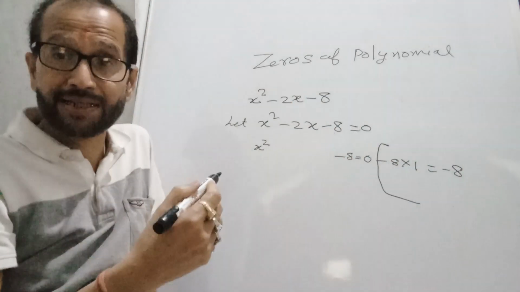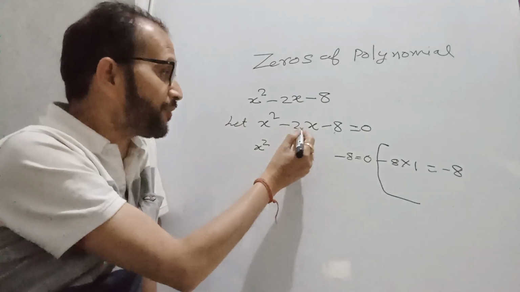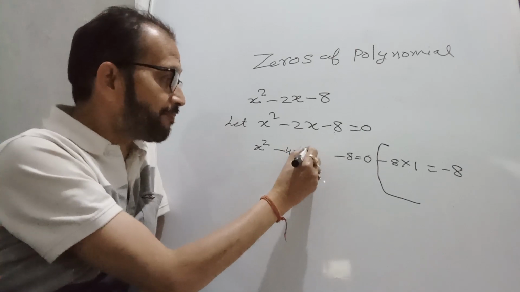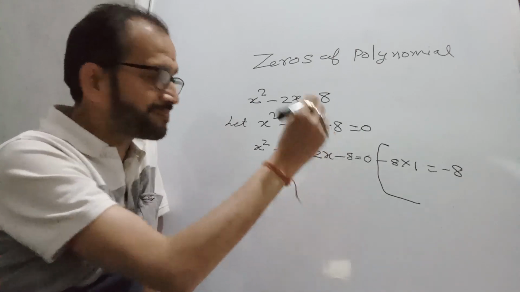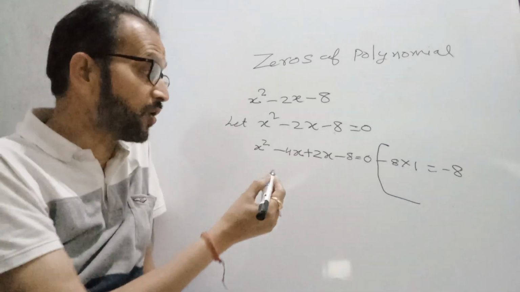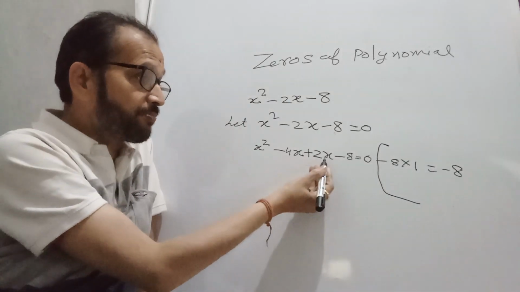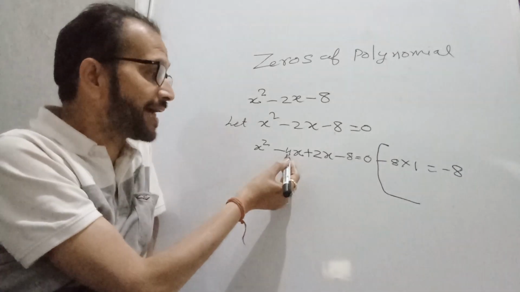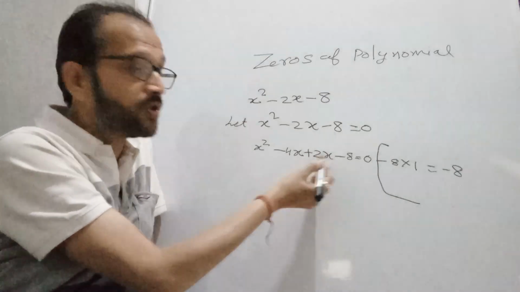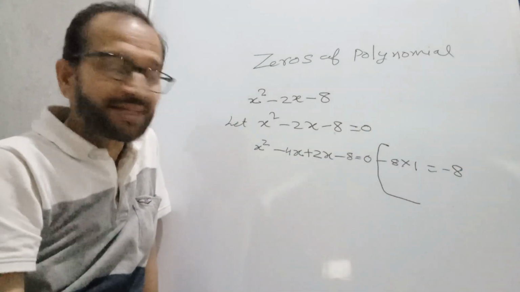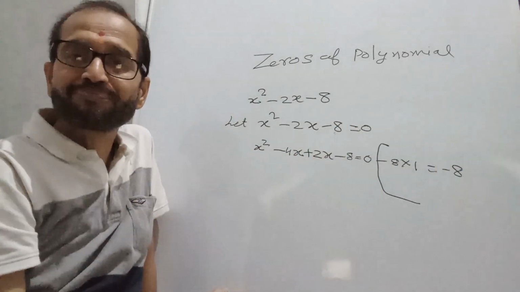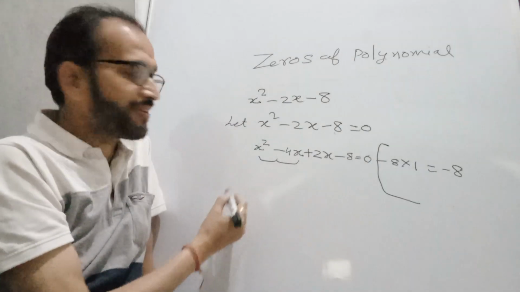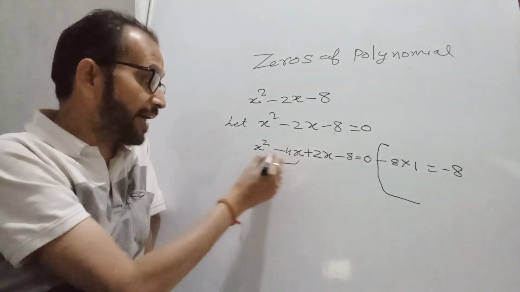Then in my mind we can write the minus 2x as minus 4x plus 2x, and you know it very well, minus 4x plus 2x is equal to minus 2x, and multiply minus 4 by plus 2, you will get minus 8. Then it is correct.